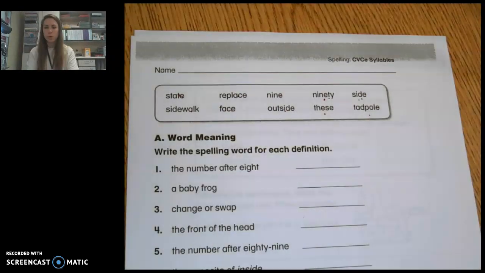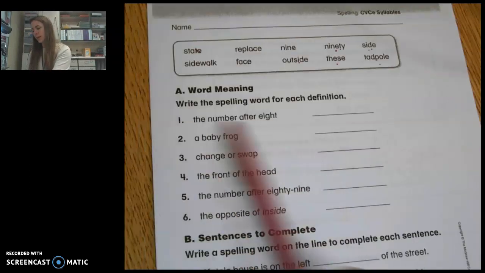And then I have a tadpole, which some of you may know what that is, but it is what a frog starts out as. A frog starts out as a tadpole, which means they have that little head and then the tail, and they're actually in the water. And then once they grow, they start to sprout the legs and they come out of the water. So a tadpole is just a baby frog. So here are your definitions.